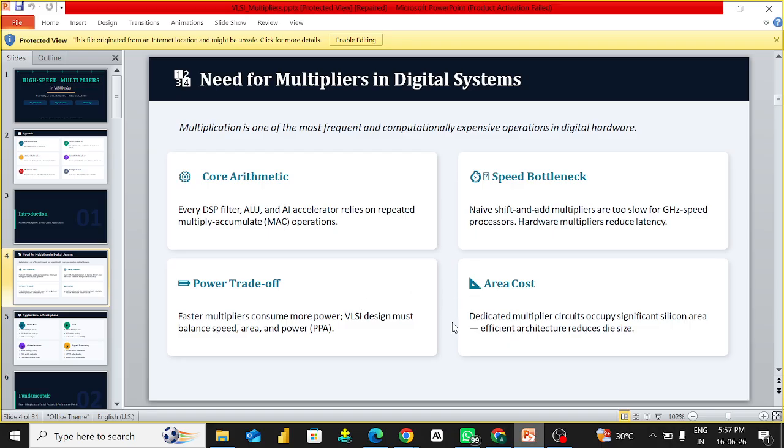Next, area cost. Think of a 64-bit multiplier; it occupies a large silicon area. The larger the multiplier, the more gates, the more transistors, and the more chip area are required, right?